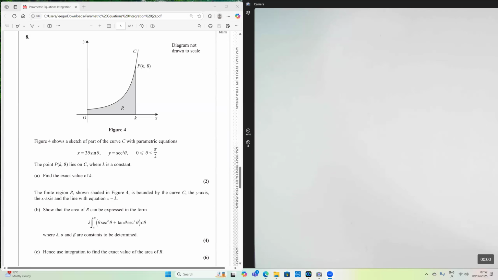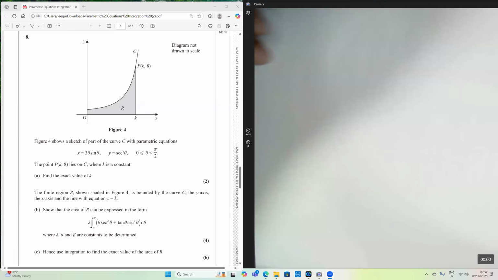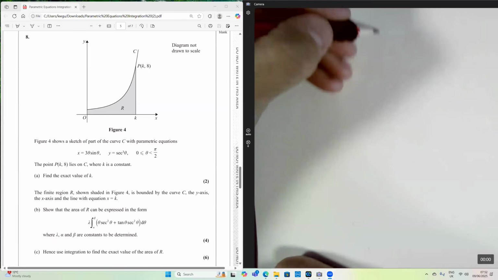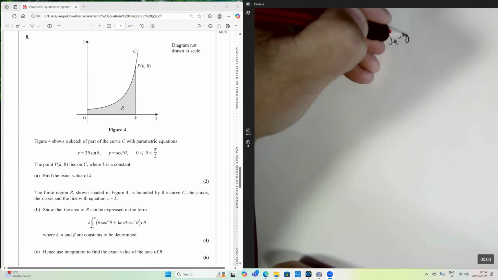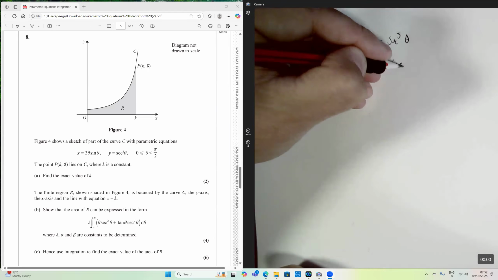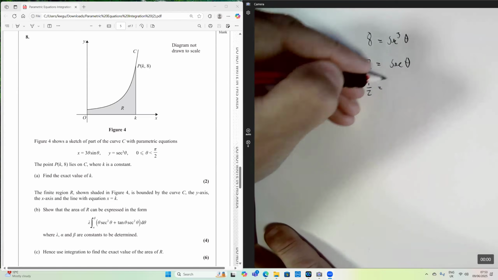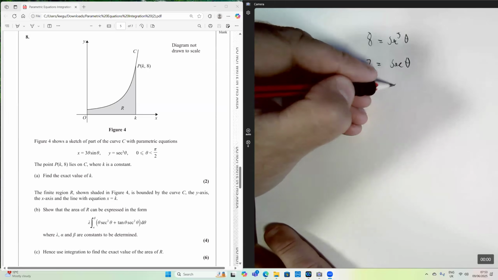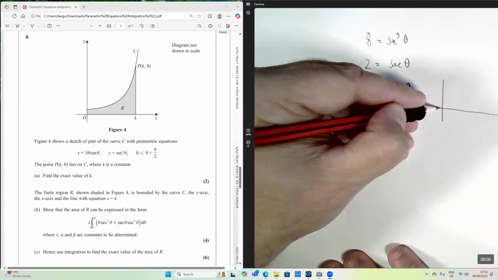So the way we're going to start this is you'll notice that we're given all the information that we need about the y coordinate. We're told that the y coordinate is 8, and that's going to be our key to unlocking the value of theta at that point. So we're going to write that 8 is equal to sec cubed theta. So we're then going to cube root both sides. So 2 is equal to sec theta. We'll then take the reciprocal of both sides. So 1 over sec is going to be cos, and that gives us that cos theta is equal to 1/2.